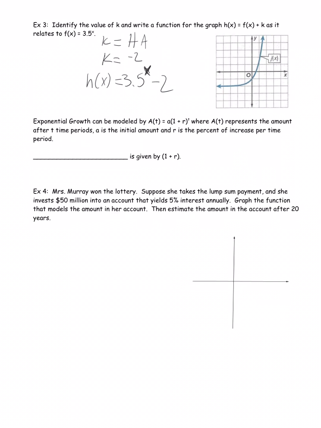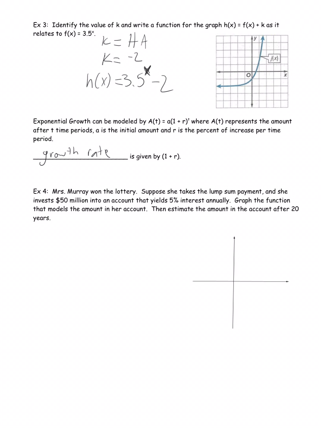All right, so exponential growth can be modeled by this simple formula. A of t is equal to our initial amount, which is little lower case a, times 1 plus r to the t power. A of t represents the amount after t time periods. Little a is the initial amount, and r is the percent of increase per time. So our growth rate is given by 1 plus r.